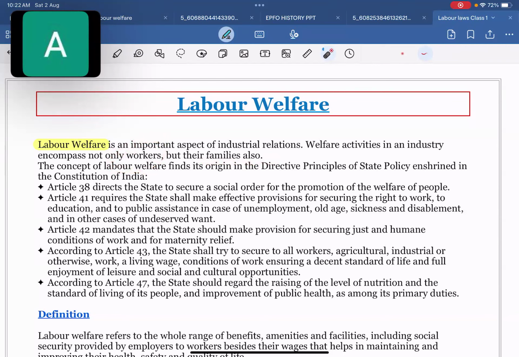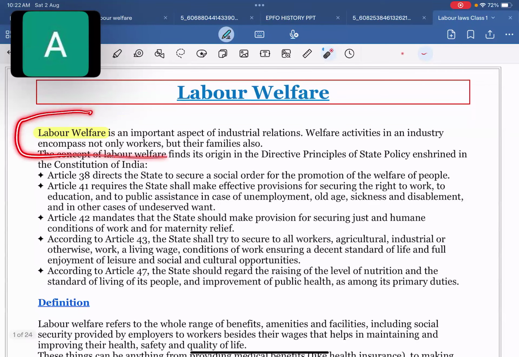So understand where the UPSC will play with you. They will play with your mind: they will give only the word workers, but no, there are provisions for their families also. So do not make mistakes. These are the things from where questions come in the examination. So don't worry about that. Read it and mark it in your notebook.